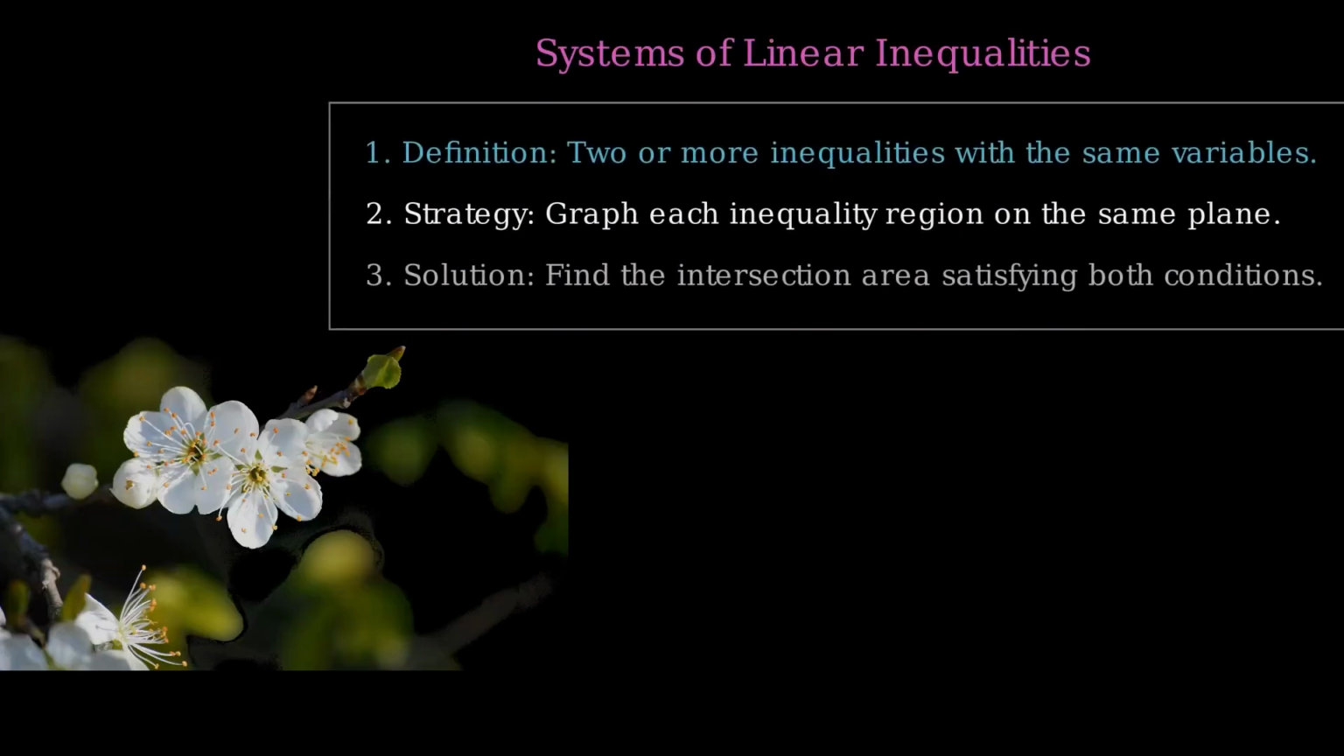A system of linear inequalities consists of two or more inequalities. The solution to the system is the region that satisfies all inequalities at the same time. To graph this system, we find the overlapping area where the individual regions intersect.